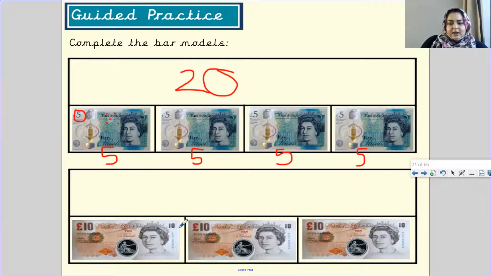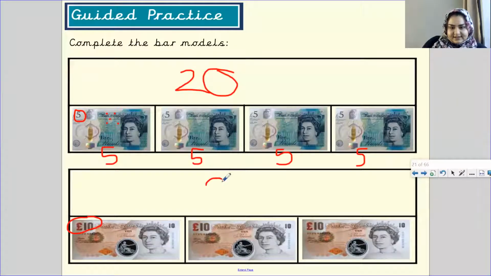Now, what do you think this is? Can you pause the video and work that out on your whiteboard yourself? Remember the value, so what each square is worth. And when you're ready, come back to my video.